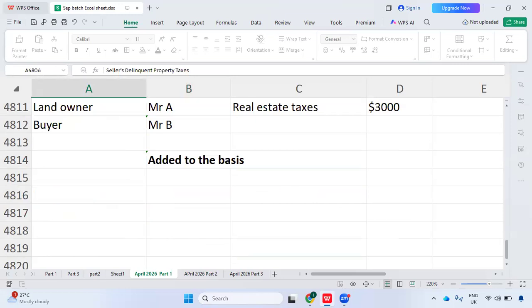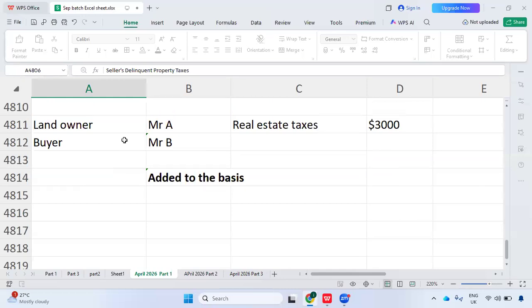If the buyer pays the taxes, it will be added to the basis. If the seller pays the taxes, it will not be added to the basis. Yes, okay. And also major improvements.